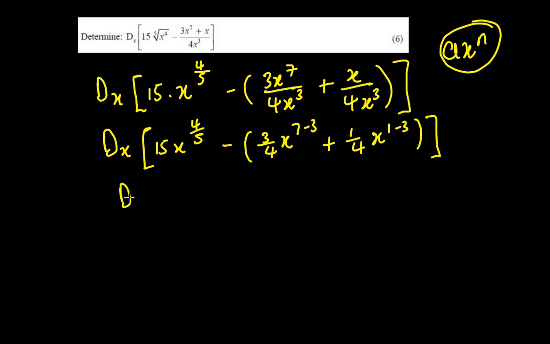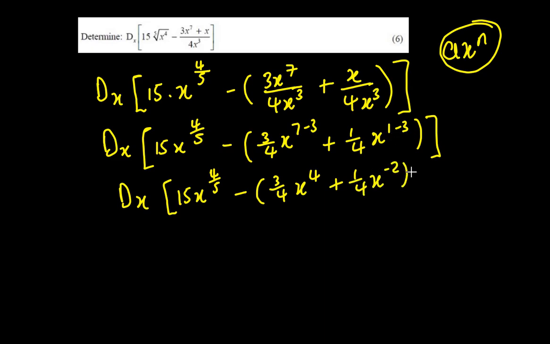So we still continue to simplify. Then we'll have 15 x to the power 4 all over 5, right? Then we'll have minus into 3 over 4 x to the power 4, right? Because 7 minus 3 is 4. And then we have 1 over 4 x to the power of negative 2. Okay? X to the power of negative 2 there.